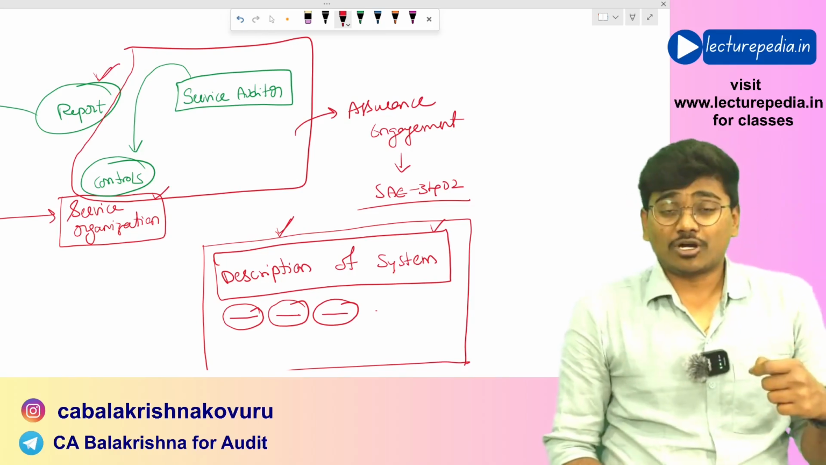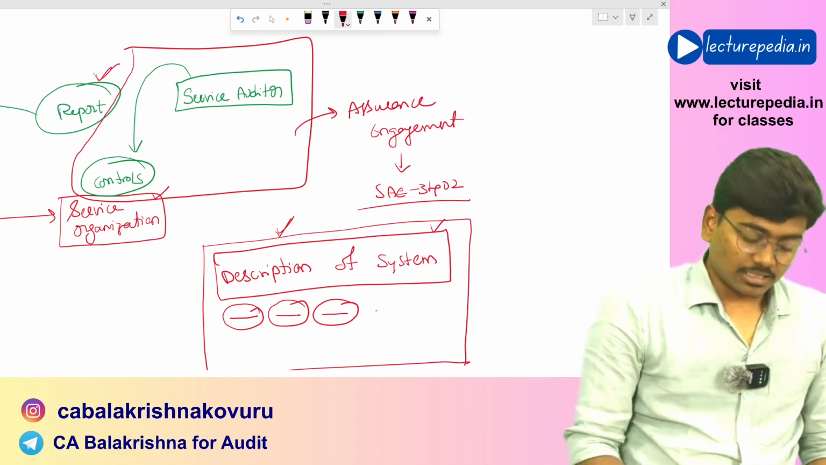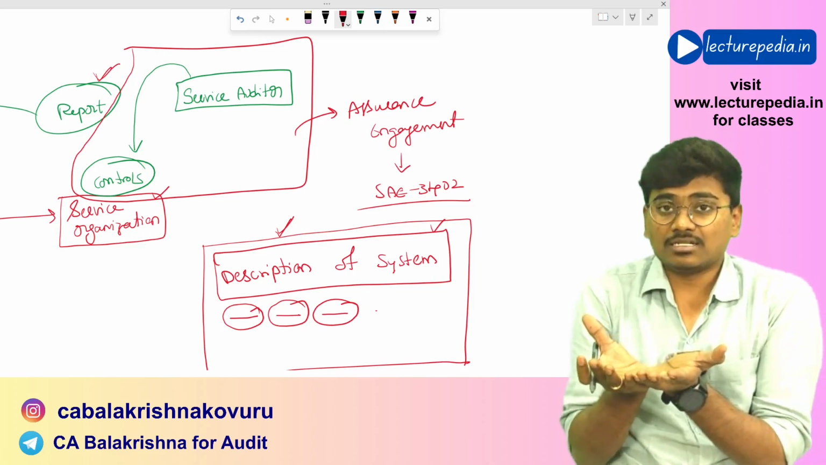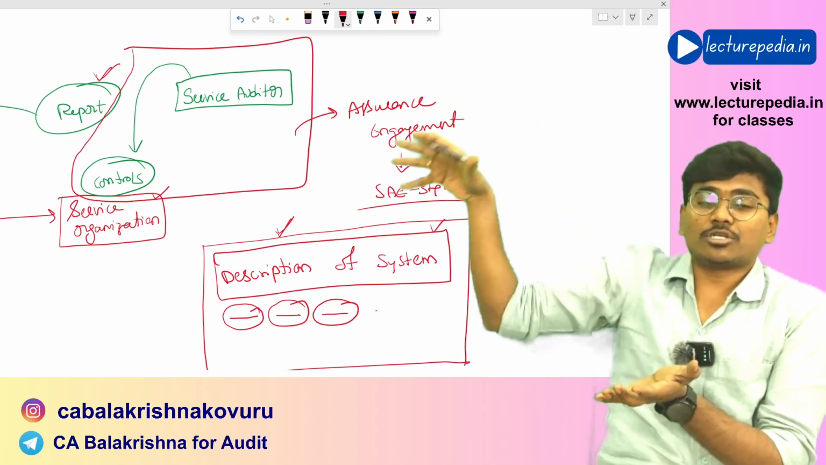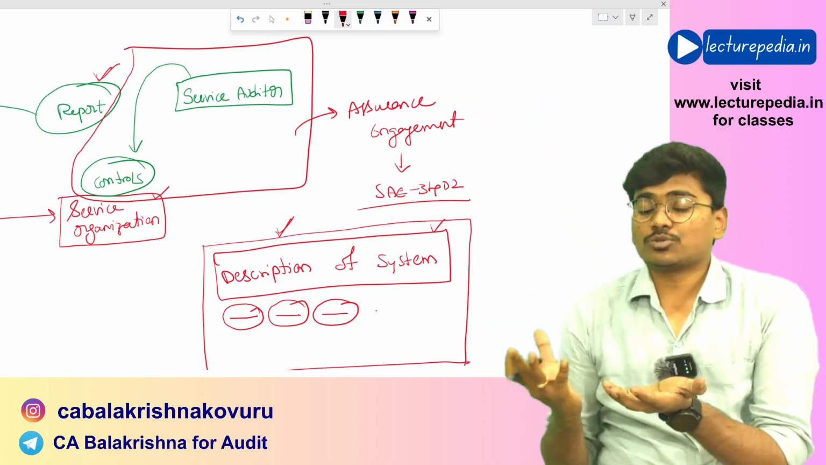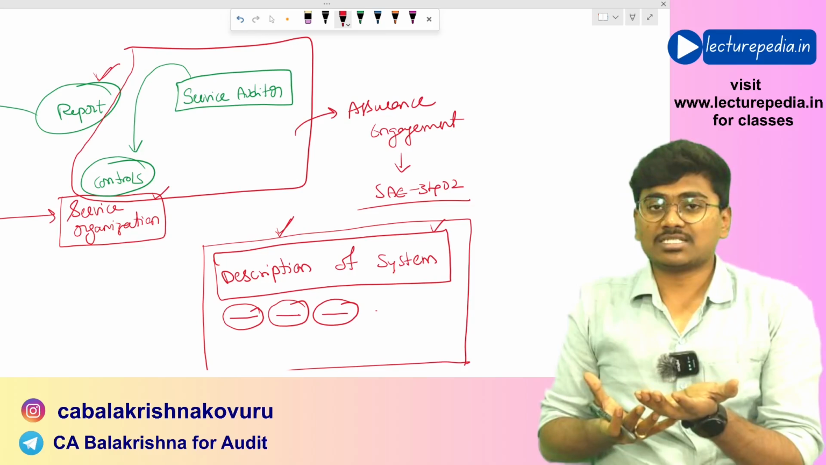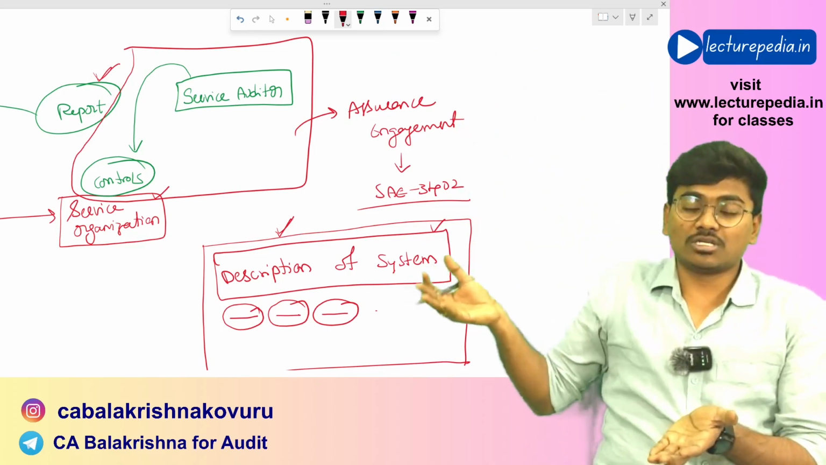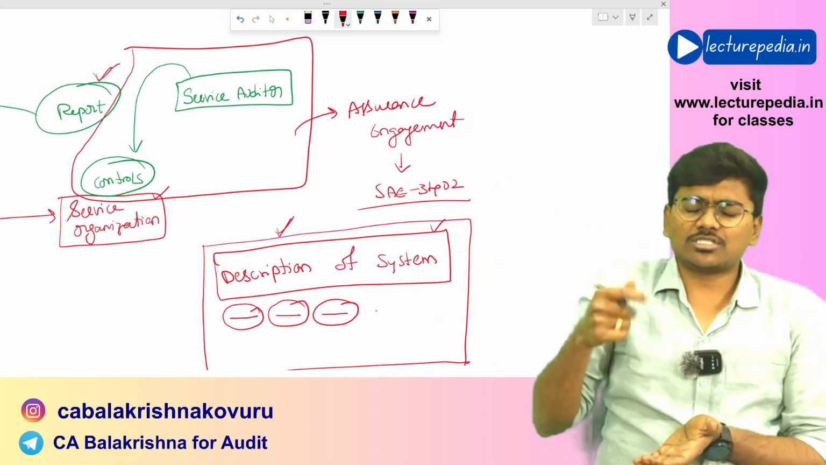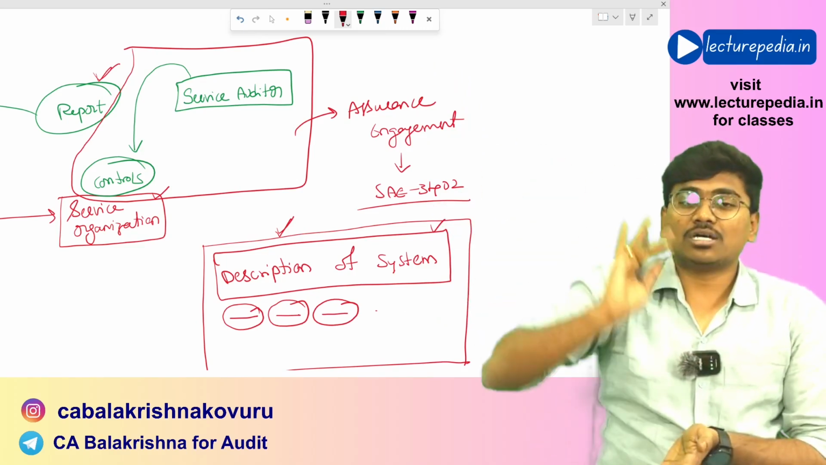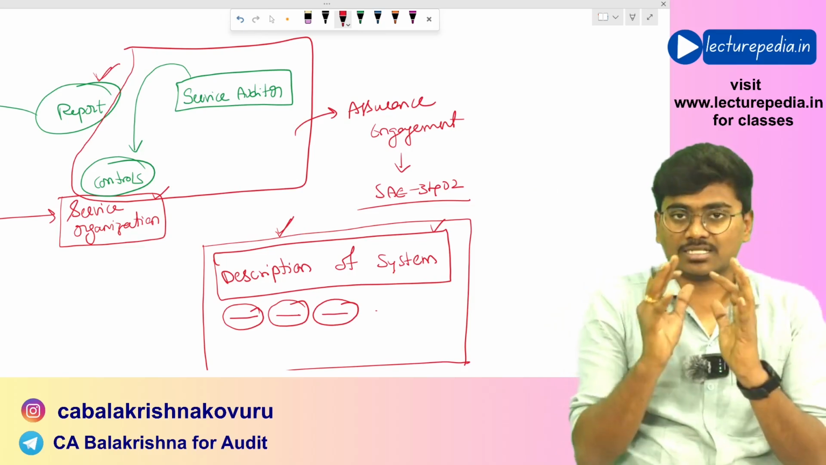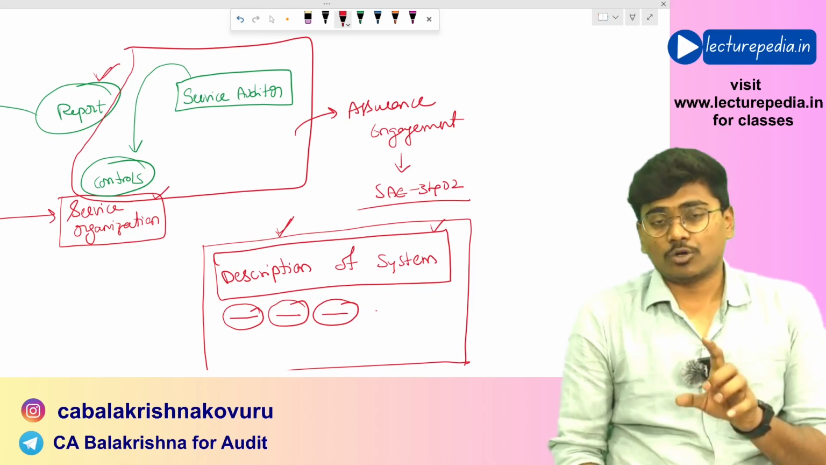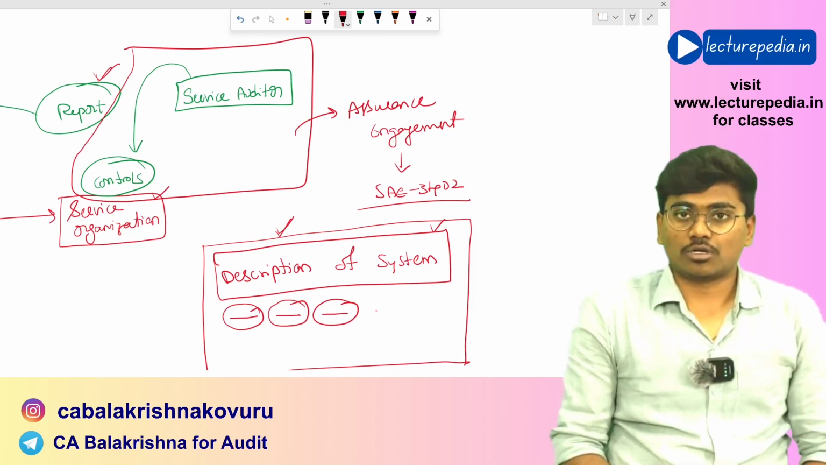So the service auditor will check whether the actual system present in the service organization, with respect to controls, has been fairly presented in the description of the system or not, and he will give the report. Hope that is clear. This is the background of SAE 3402 and how SAE 3402 and SA 402 are linked.